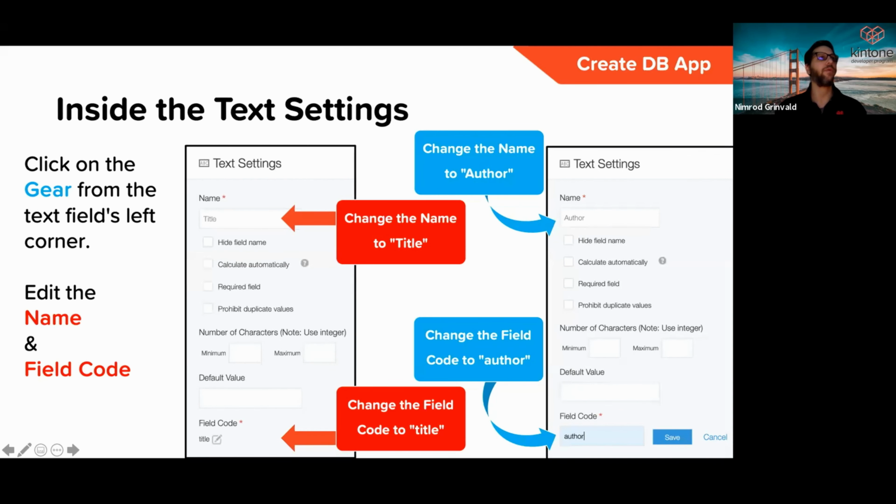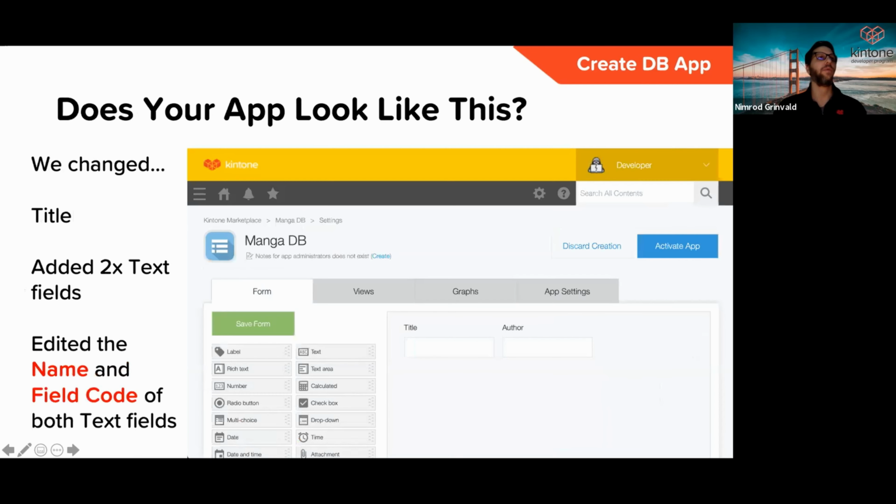And then we're going to do the same thing for title. So we're going to have two fields, title and author. We just did author. We're going to do title next. So we'll have that name. The name of the field will be title with a capital T, and the field code will be title with a lowercase t.